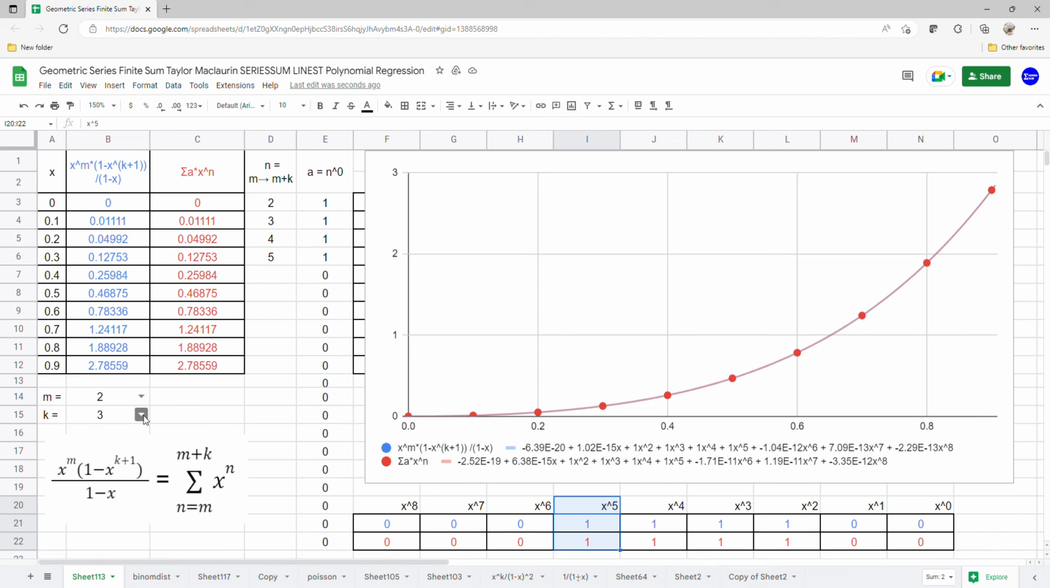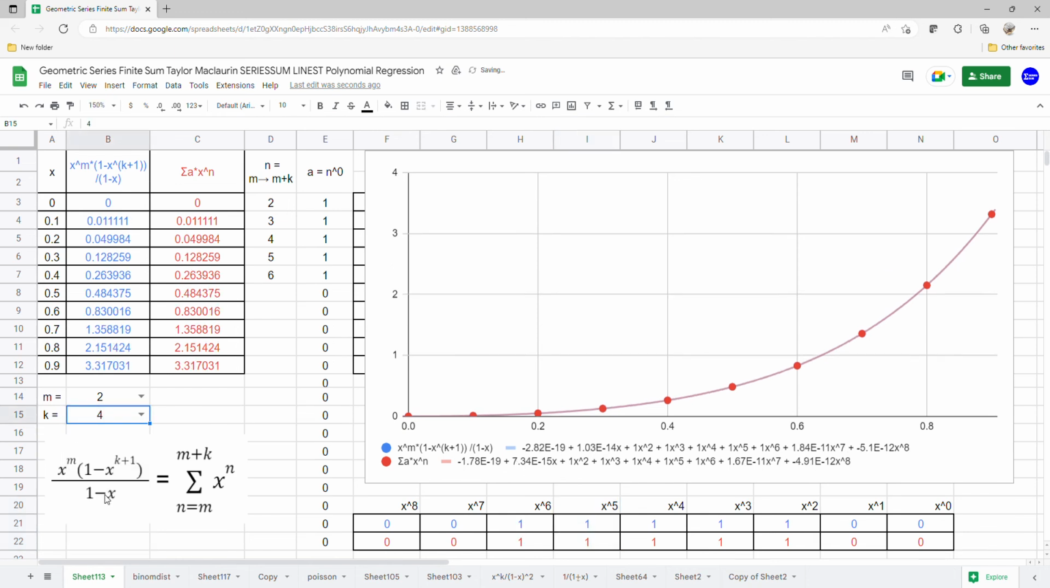And k equals 4. Now this is x squared plus x cubed plus x to the fourth plus x to the fifth plus x to the sixth. Suppose I go as far as 3.